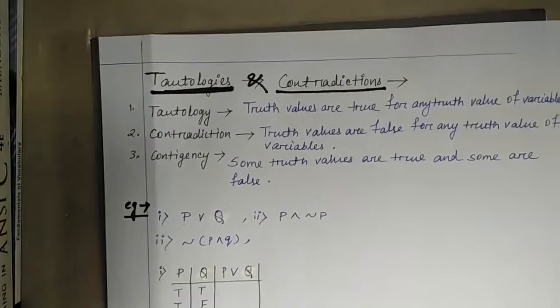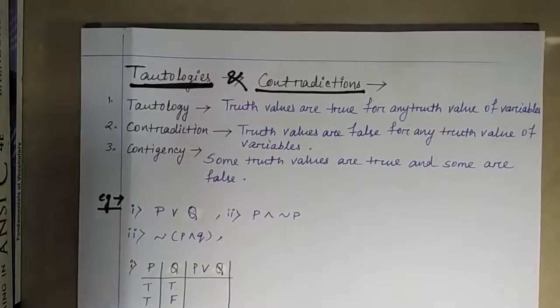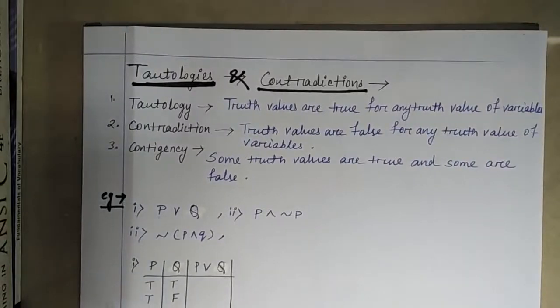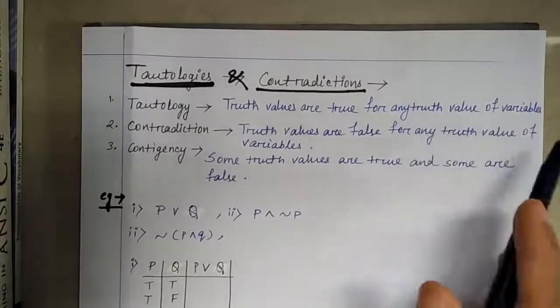So the next topic we are going to study is tautology and contradiction. Tautology means when you obtain a truth table, in the last column of the truth table, if you are getting all truth values as true, that is called a tautology. So truth values are true for any truth value of the variable.